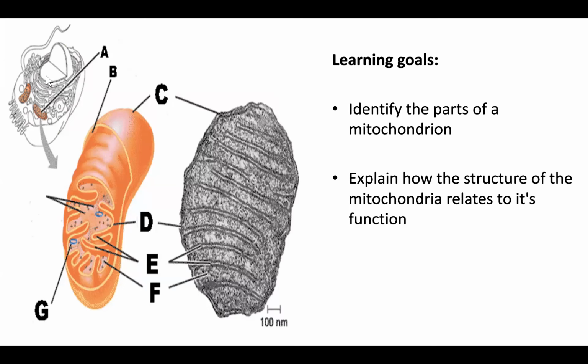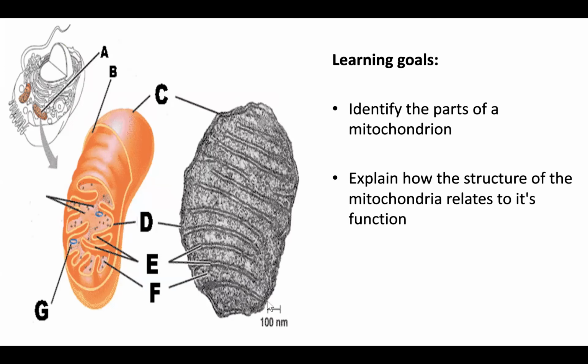Here we have a diagram of a cell. We've highlighted the mitochondria, then we're zooming in on this mitochondria in this diagram. This image on the right is an actual mitochondria, which is pretty cool. This was taken with a scanning electron microscope, and this is a mitochondria cut in cross-section.